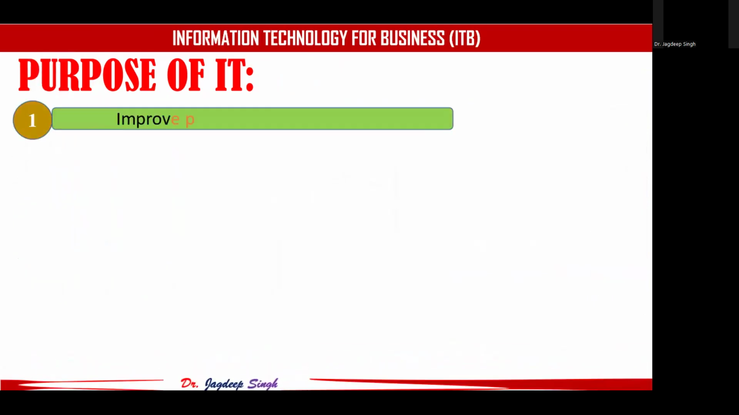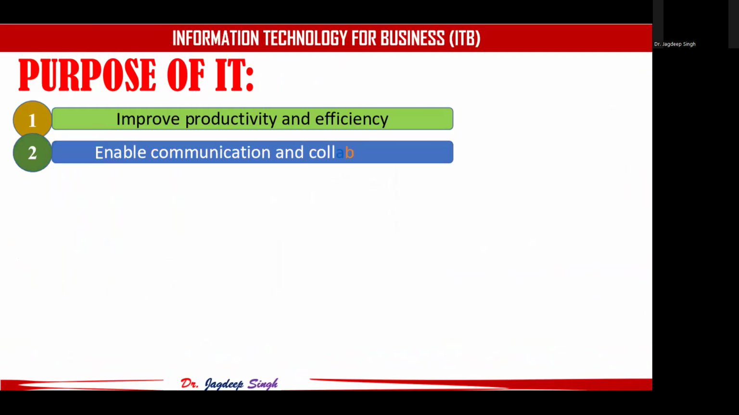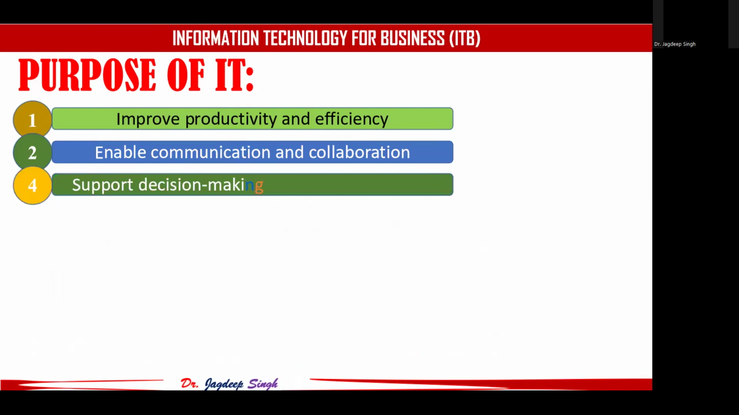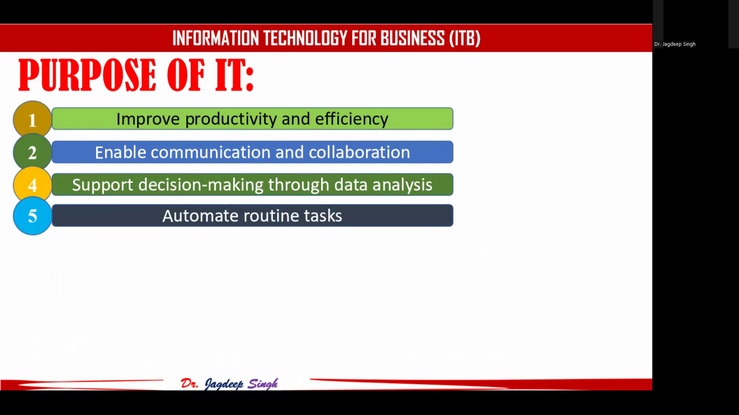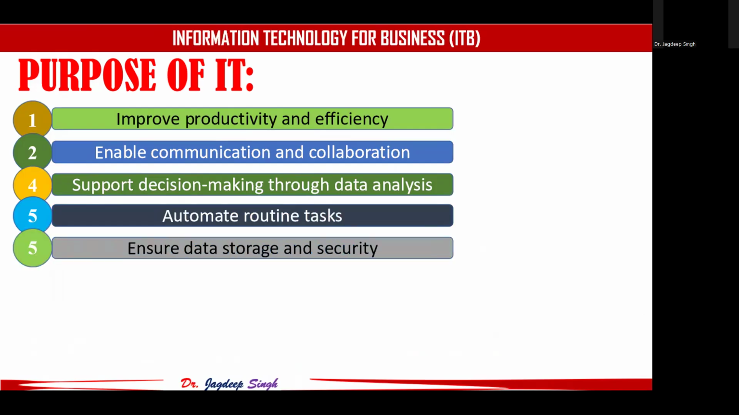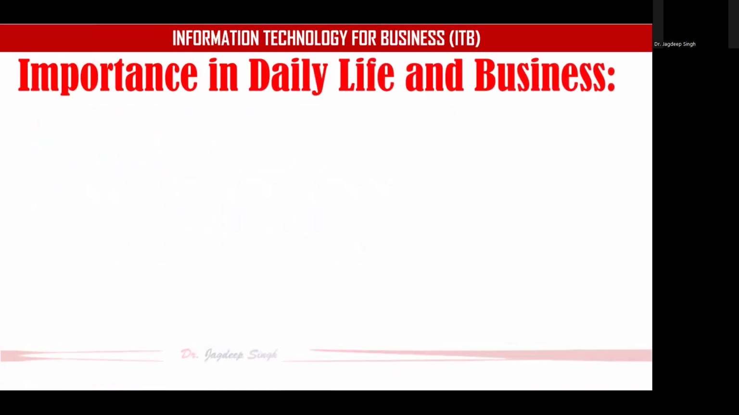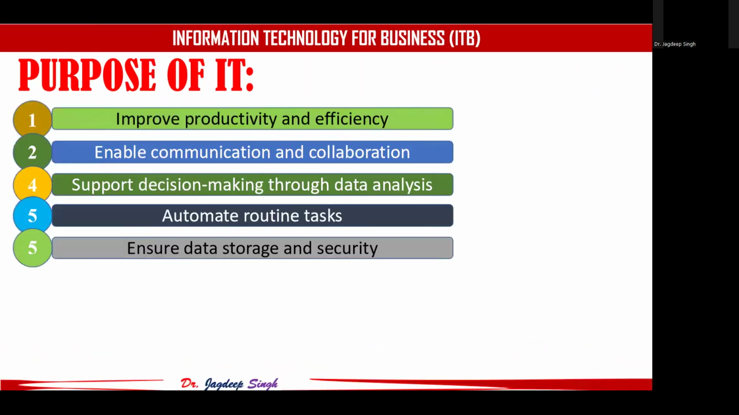Now, the purpose of information technology. It improves productivity and efficiency. It enables communication and collaboration. It also supports decision making through data analysis. It also helps to automate routine tasks and also ensures data storage and security.